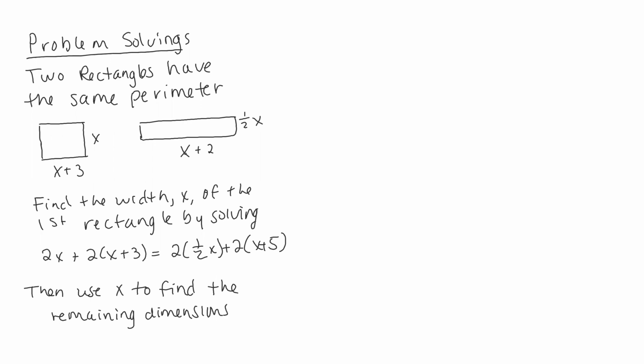All right, so let's recall. Perimeter is the distance around the figure. So for a rectangle, perimeter is equal to 2 times the length plus 2 times the width. Okay, so if we look at this first rectangle, I'm just going to label it first and then second, so we kind of know what we're talking about.